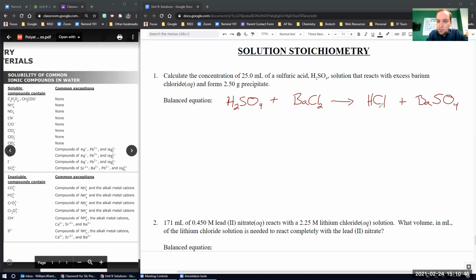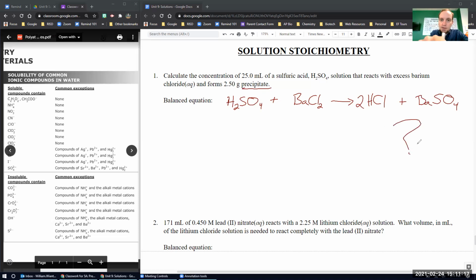Now, H and Cl are +1 and -1, so it's just HCl. Ba is a +2, SO4 is a -2, so those cancel out. So it's really just HCl plus BaSO4. To balance this, I have two H's on the sulfuric acid and I have two H's on the barium chloride. So I just need a 2 there, and we have a balanced chemical equation for the reaction between sulfuric acid and barium chloride.